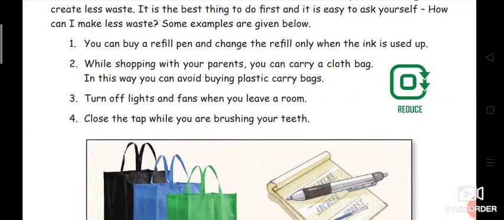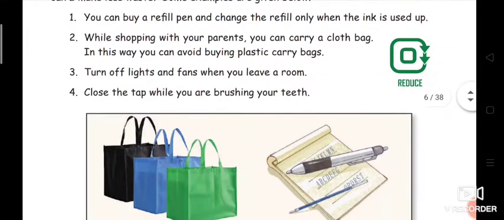Okay, second thing, while shopping with your parents, you can carry a cloth bag. In this way you can avoid buying plastic carry bags. So while going for shopping, you have to take a cloth bag along with you, so that we need not buy any plastic bag, right? No need to buy a plastic bag from the shop.